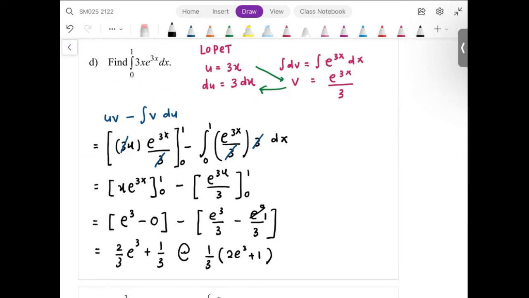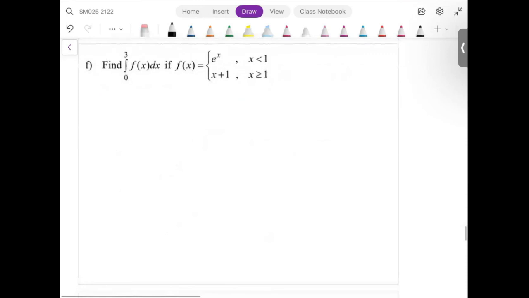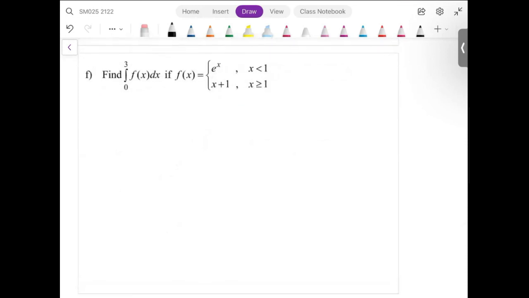Okay. Settle with integration by part involving limit. It's definite integral. For integration by part, dia punya step tak ada sesusah substitution lah. If substitution, we have to find the new limit. Untuk by part, tak perlu pun cari new limit tu. Okay. And then we proceed with the last question. So we have to find integral from 0 up to 3 of fx. But for fx itself, it is piecewise function. So we have to adjust the limit based on our function.